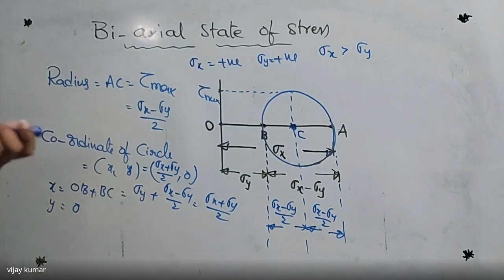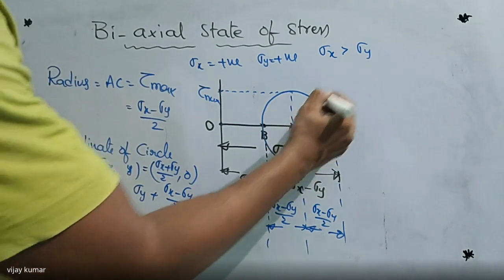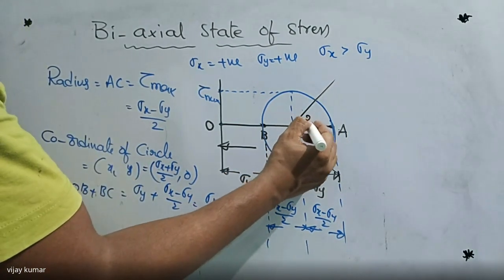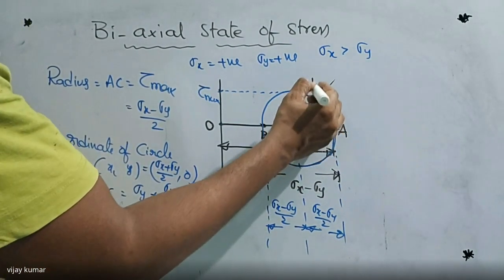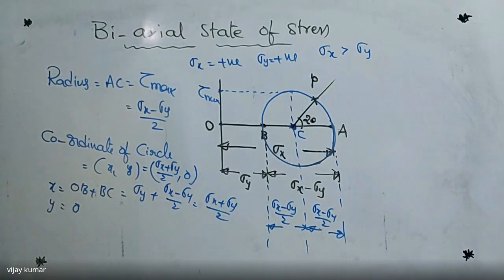Now the remaining procedure is the same. Draw one line here which makes an angle of 2 theta, and it intersects at one point, that is P. P is nothing but the state of stress. Did you get my point?